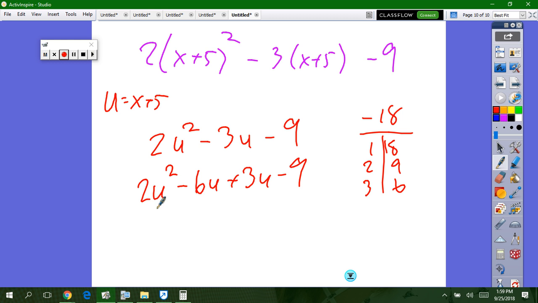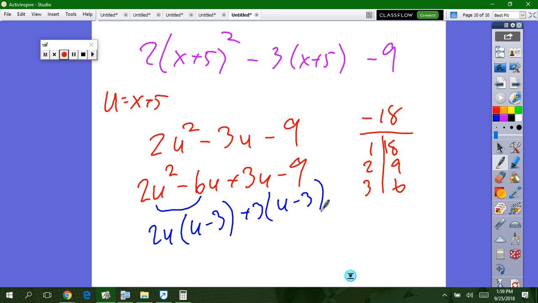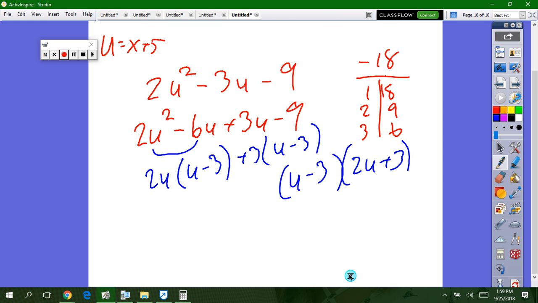What do those front guys have in common? 2u, left with a u minus 3. What does the next guys have in common? A 3. What's left over? U minus 3. So what's my factorization? U minus 3 times 2u plus 3. But did I start out with u's? Who did I start out with? X plus 5. So what am I going to do with those u's again?